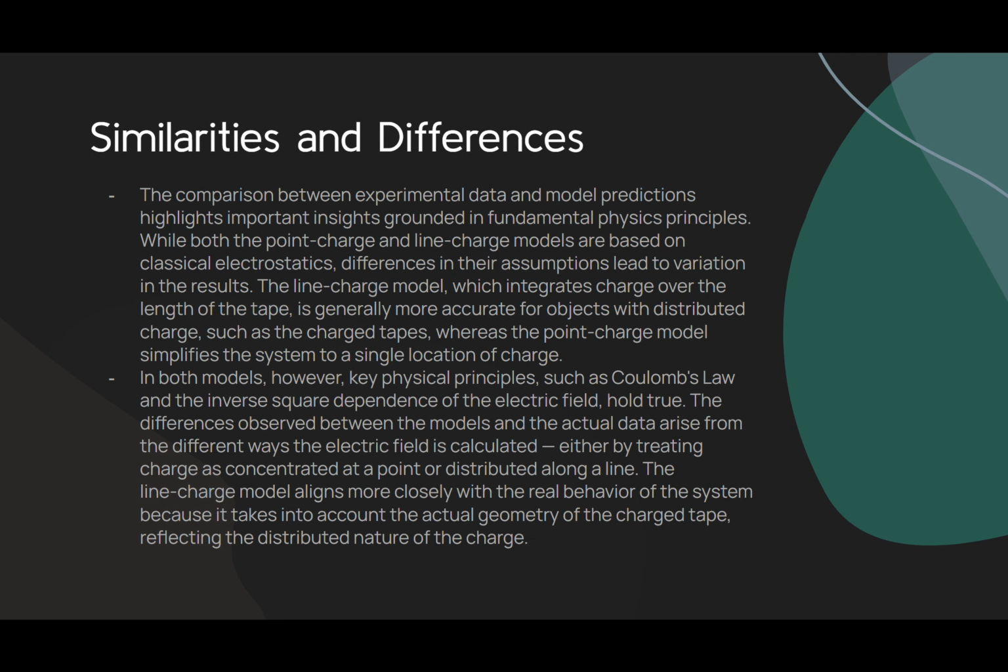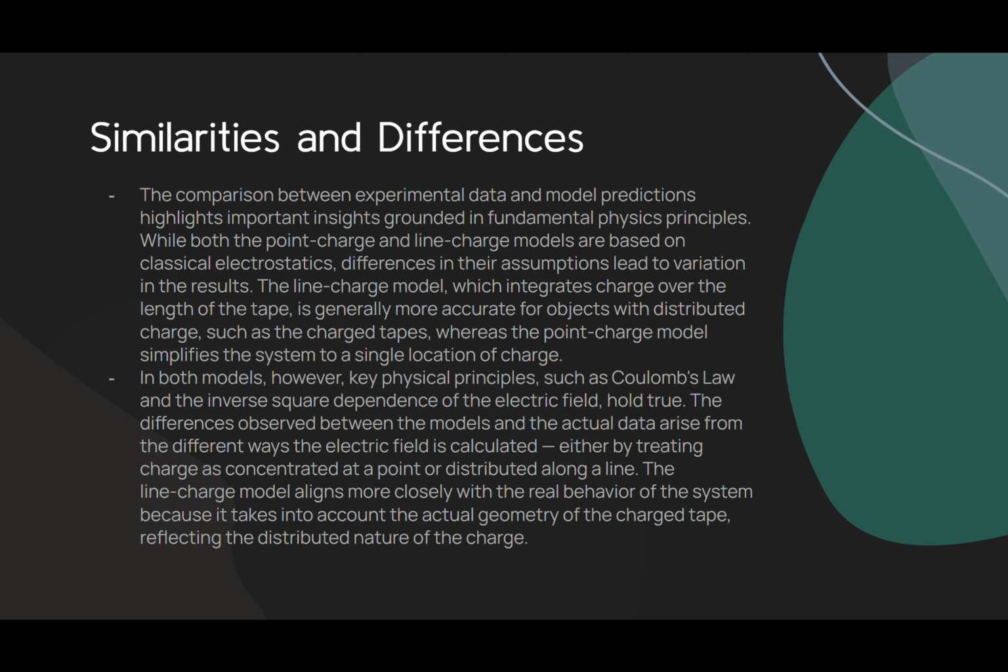Similarities and differences. When comparing the experimental data to the models, both the point charge and line charge models are based on fundamental electrostatics. However, differences arise due to variations in assumptions. The line charge model, which integrates charge over the tape length, was more accurate for the charge tapes, which behave more like distributed charges. Coulomb's law and the inverse square dependence of electric fields still held true in both models, though the line charge model more closely matched the real behavior of the system, as it accounts for the tape's geometry.